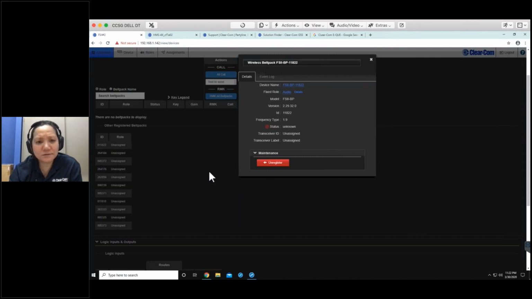I don't believe that's true. It did not show up. I can turn my belt pack off. If I've got a permanent role assigned there, it will not show up for another belt pack. Okay.